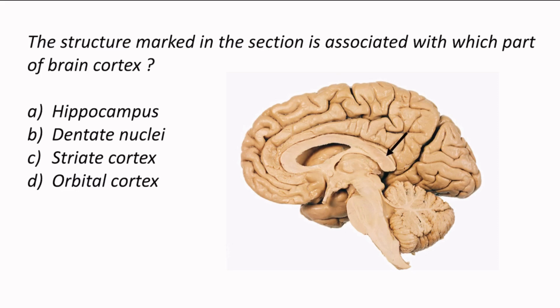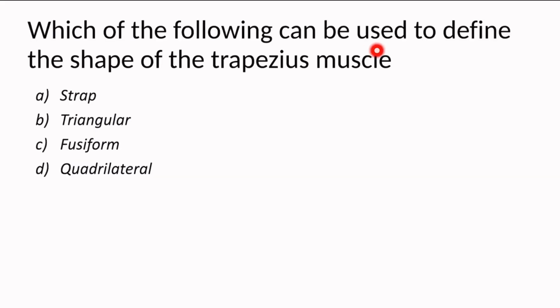The structure marked in the section is associated with which part of the brain cortex? Hippocampus, dentate nuclei, striate cortex, orbital cortex. This is the structure that I have marked. Which of the following can be used to define the shape of the trapezius muscle? Strap, triangular, fusiform, or quadrilateral?